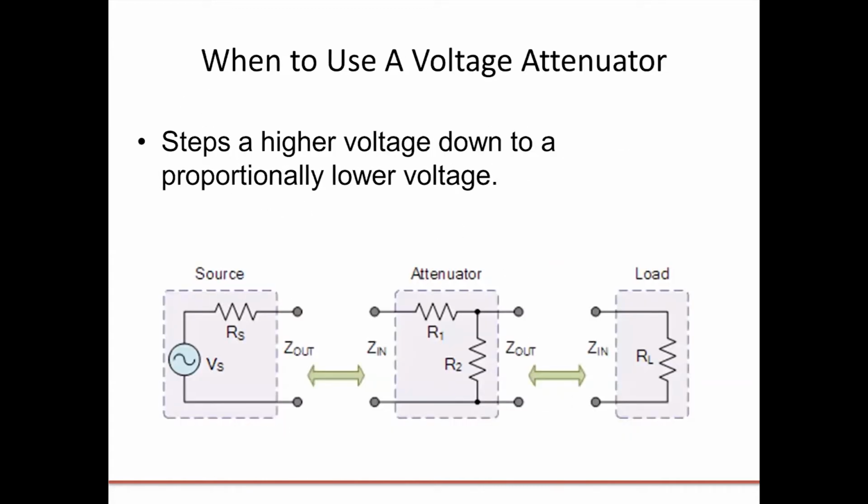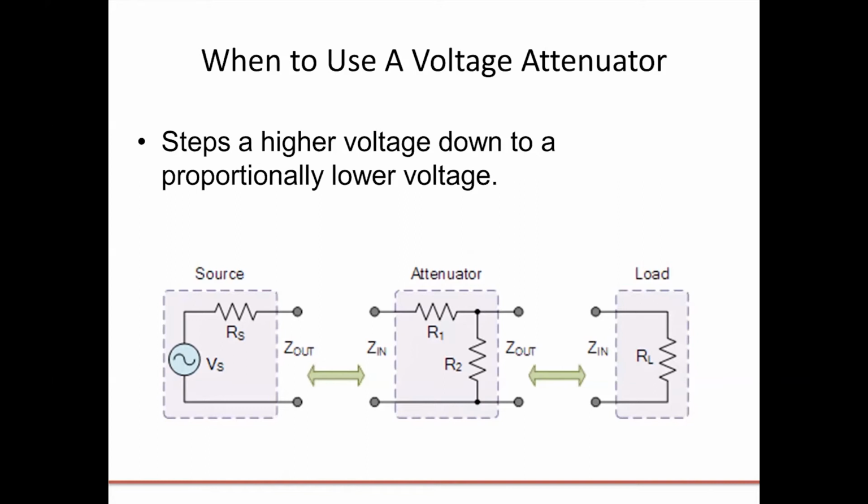When to use a voltage attenuator. You use a voltage attenuator to step a high voltage down to a proportionally lower voltage at a known ratio. The most common type of attenuator would actually be the volume control on your radio, the one you might be most familiar with. You take a strong signal and step it down to a proportionally weaker one. That type of attenuator is called a variable attenuator. You can attenuate down to a variable amount.